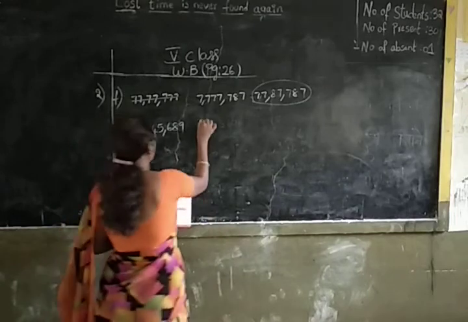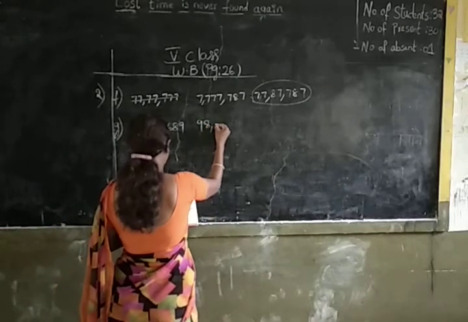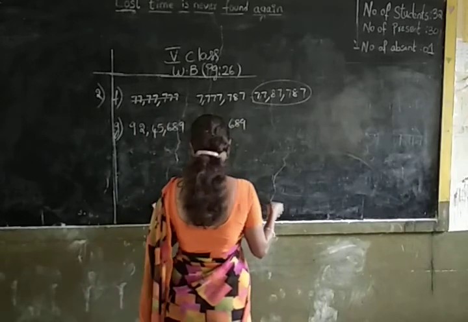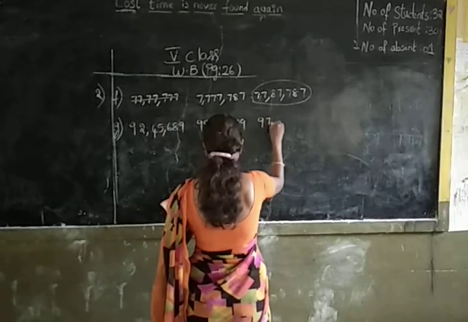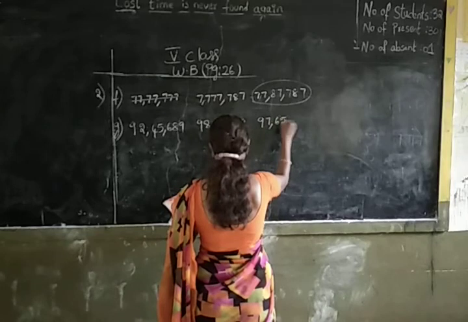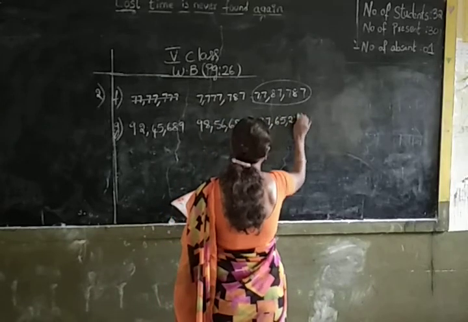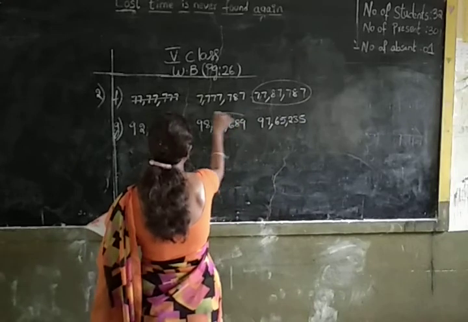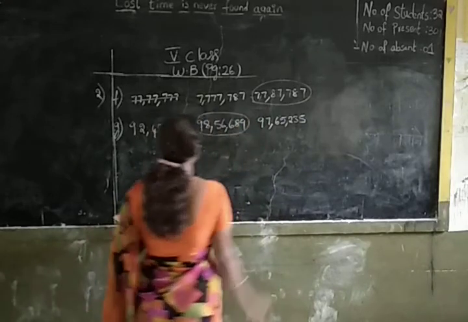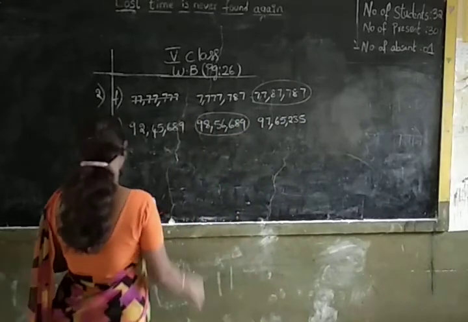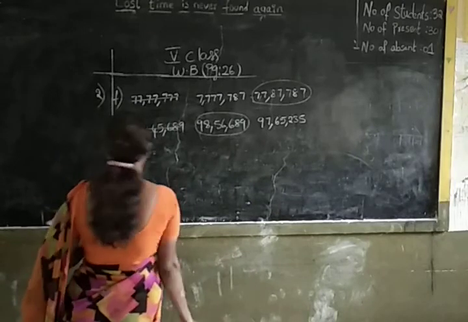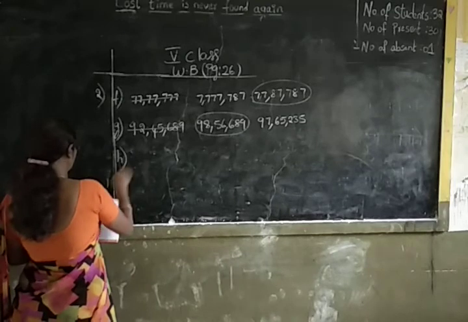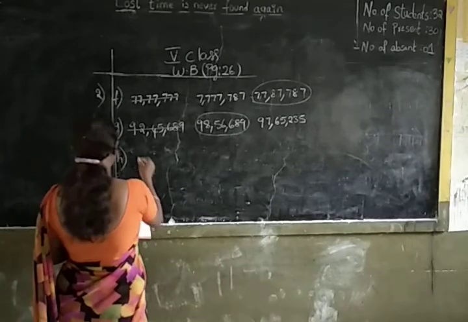92,45,689, 98,56,689, 97,65,235. Among these, 98,56,689 is the largest number and 92,45,689 is the smallest number. Now let us do the H sum.